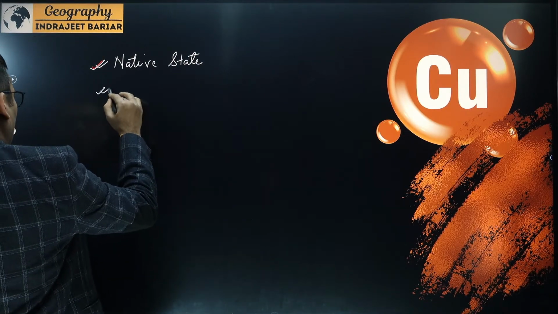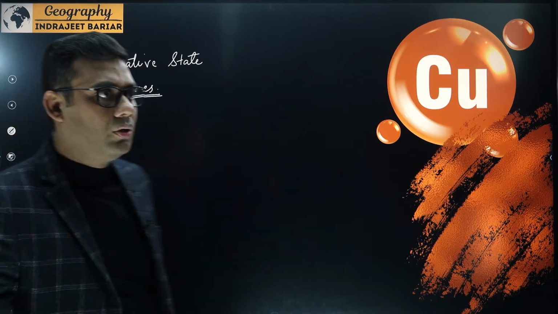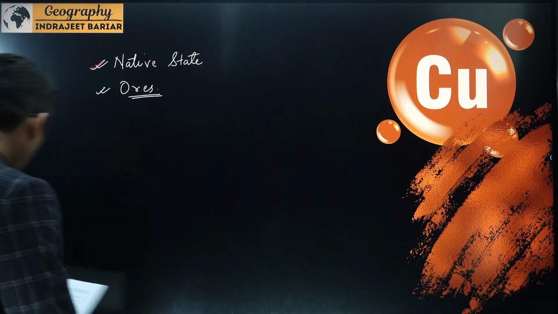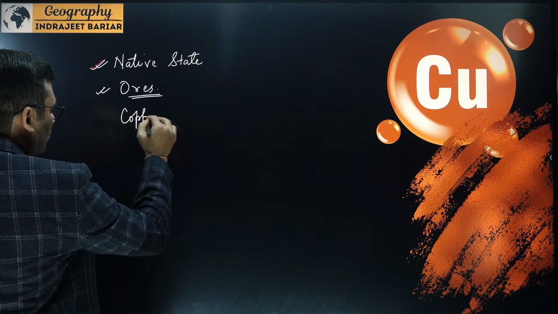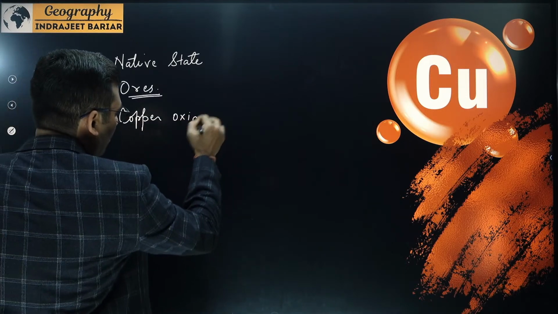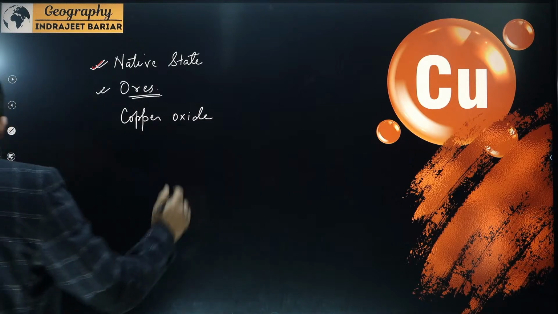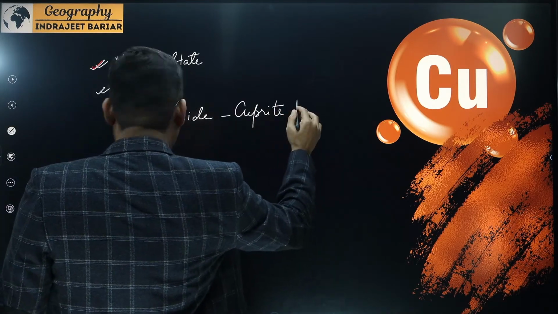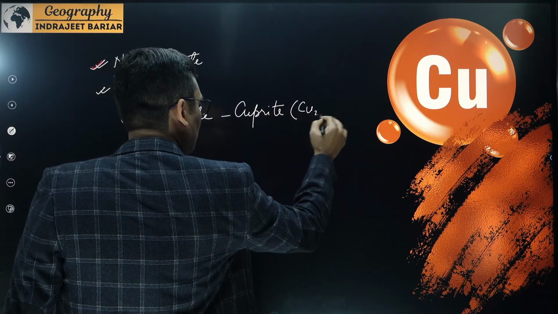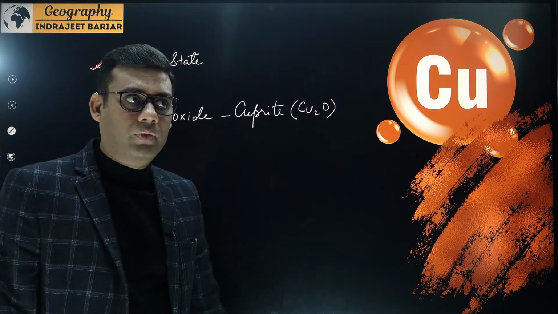But along with that, there are certain ores of copper also which are in use. Which are these major ores of copper? The first one is the oxide ore of copper, which is called cuprite, and cuprite is Cu2O. That is the first oxide of copper.